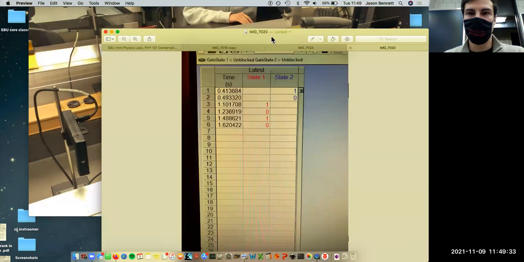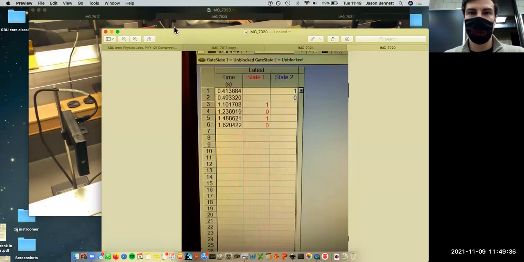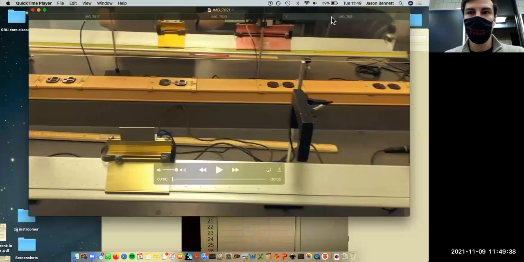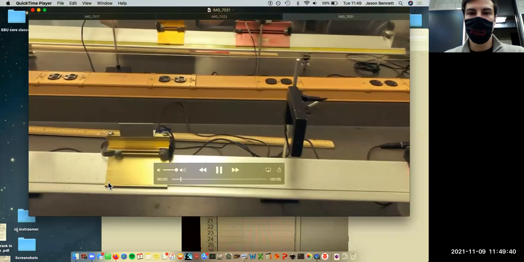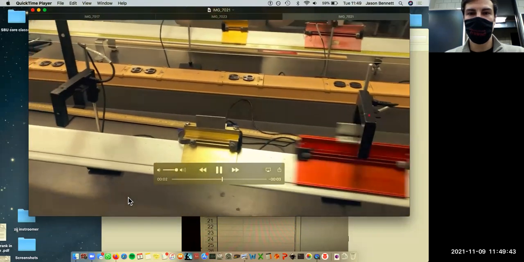And just for completeness, let me show you what the last part looks like when they stick together. I'll send it in and they stick together.